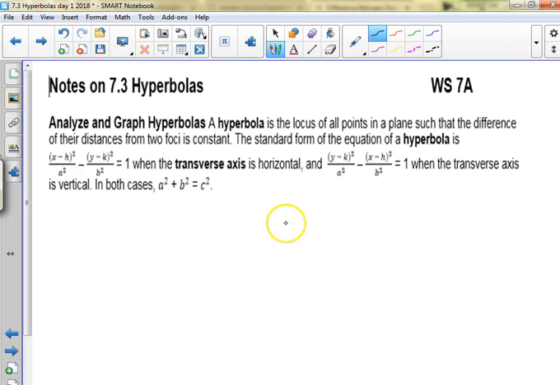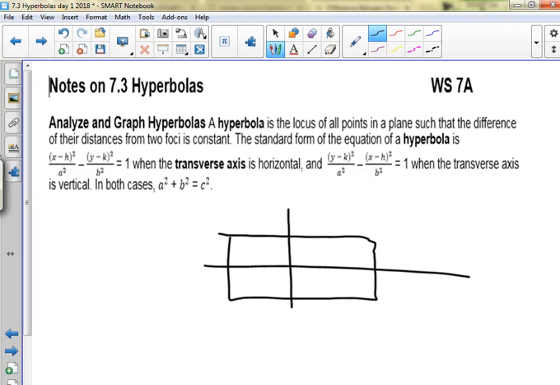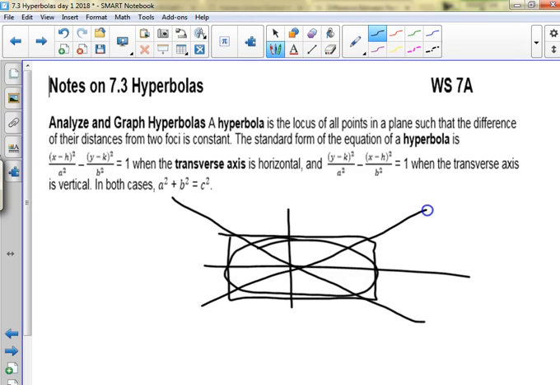Let me give you a super quick example. When we had an ellipse, if we had a bigger A underneath the X, we didn't get a rectangle. We got an oval going that way, right? Today, we're going to get a rectangle, and we're going to draw the diagonals of the rectangle in. But once we've done that, we have to determine which one. If it had a positive X term, then it would open this way. If it had a positive Y term, it would open up and down.